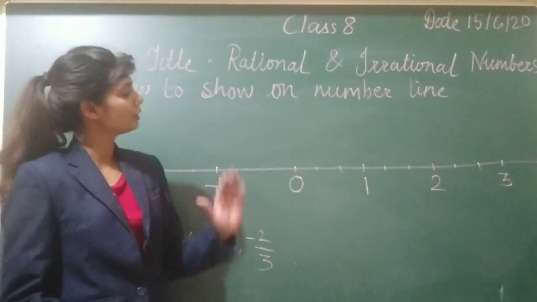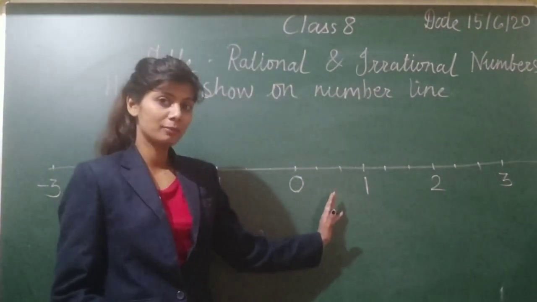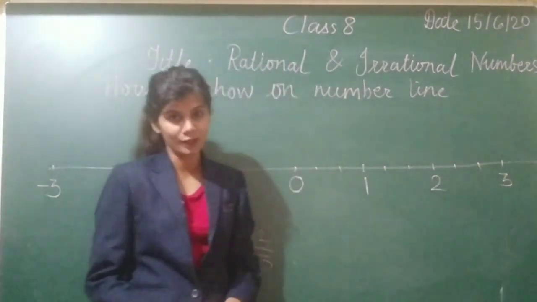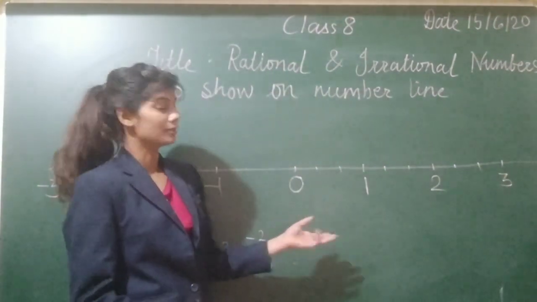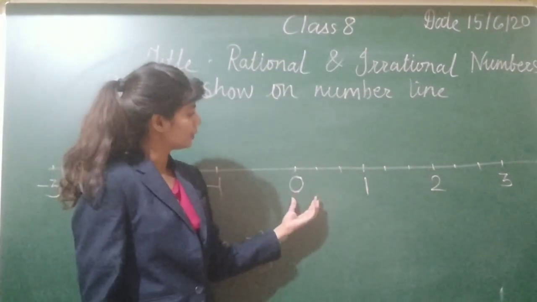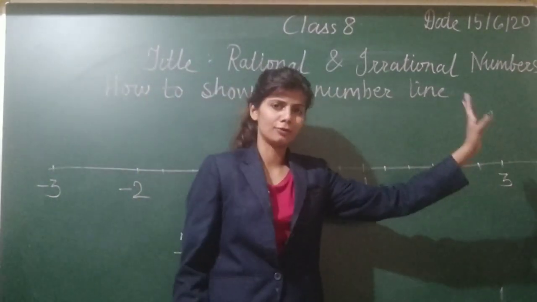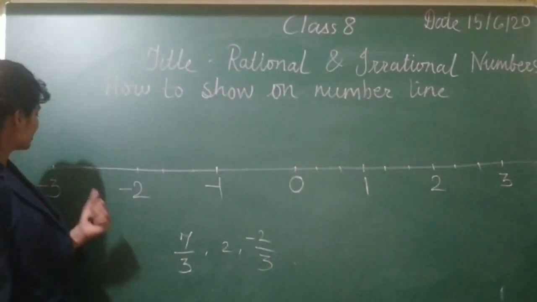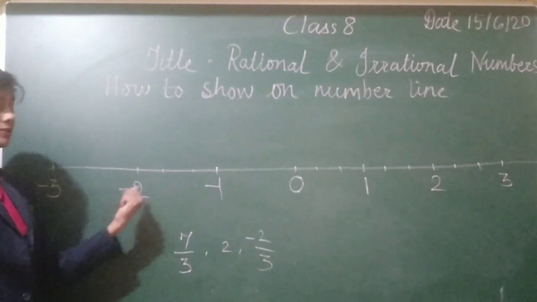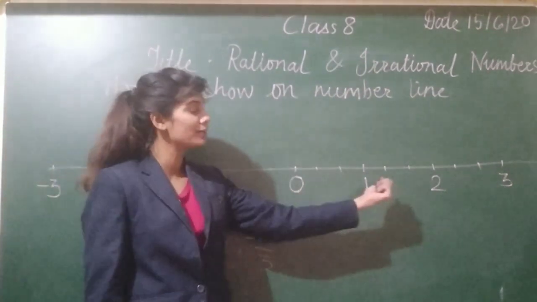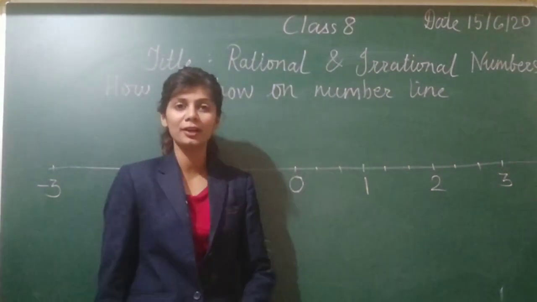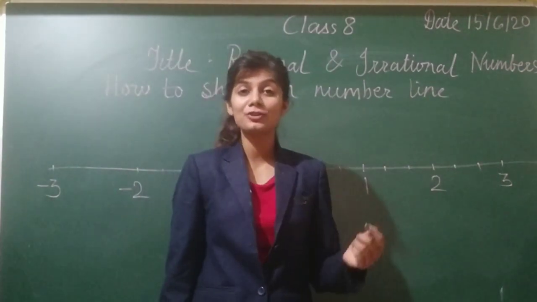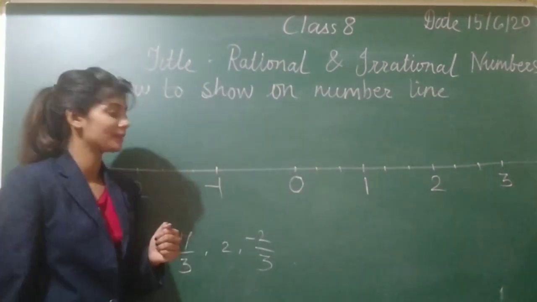Now how do we show natural numbers on the number line? Like 1, 2, 3, 4 and so on. Okay. And how do we show whole numbers on number line? 0, 1, 2, 3, 4 and so on. Right? What about the integers? For integers we write minus 3, minus 2, minus 1, 0, 1, 2, 3. Okay? Clear? Now we'll see how to show rational numbers on a number line.